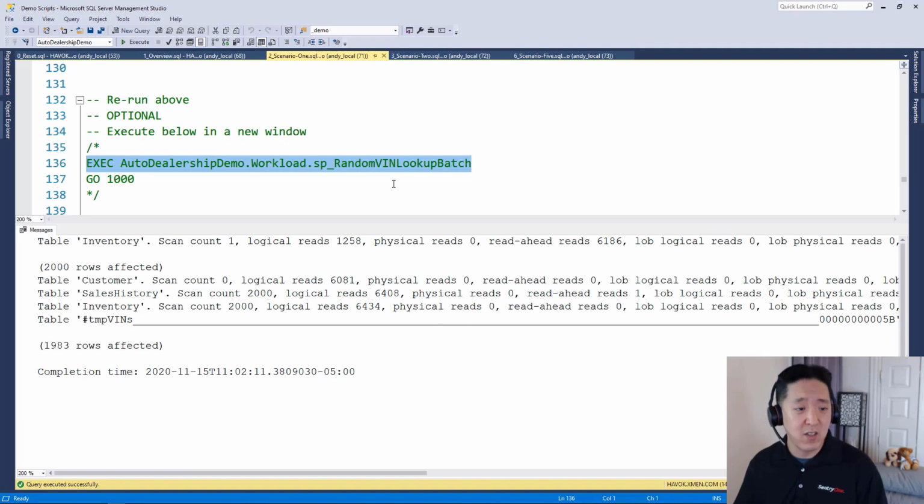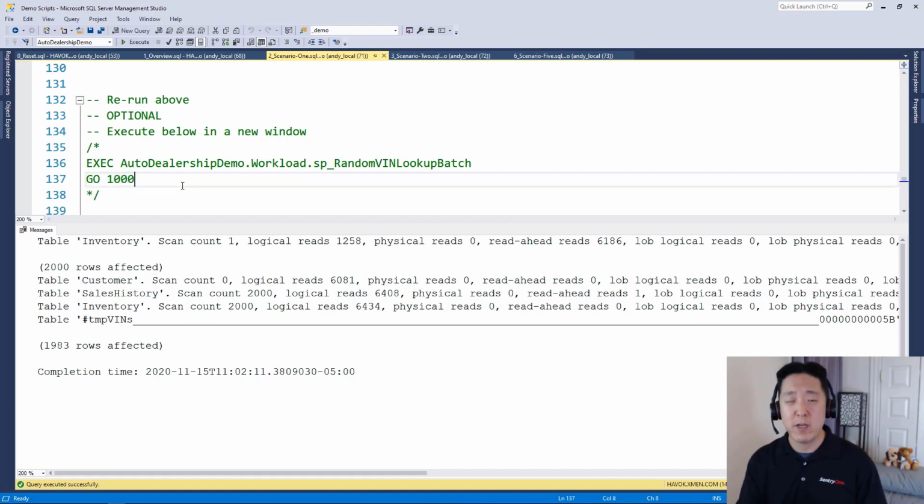You see that it runs in less than a second. But if I ran it 1,000 or several thousand times, what would this really look like from a resource utilization perspective in bulk? And to show you that, I'm actually going to cheat and use SentryOne.